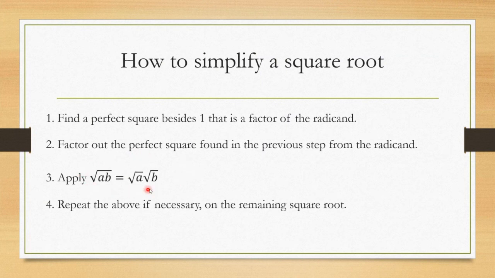Then you're going to use this property. The square root of a product is the product of the square roots. And what's going to happen is you're going to take out the perfect square, and you're going to repeat this if necessary on the remaining radical, that is, square root. So you may have to do this process more than once. That can happen. I know in the book what they actually say is to find the largest perfect square that is a factor. That might make it a little bit easier, but you don't have to do that.